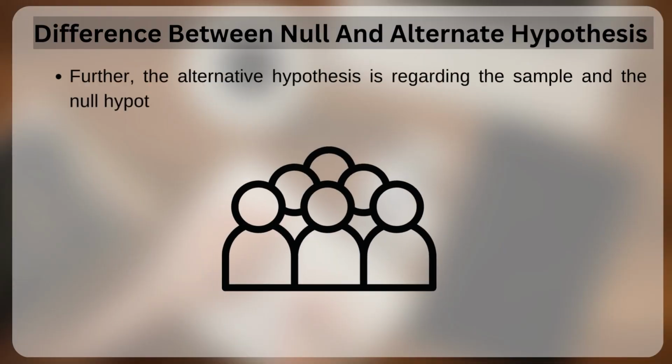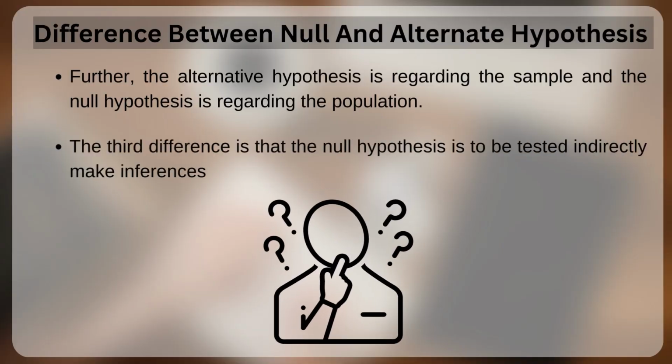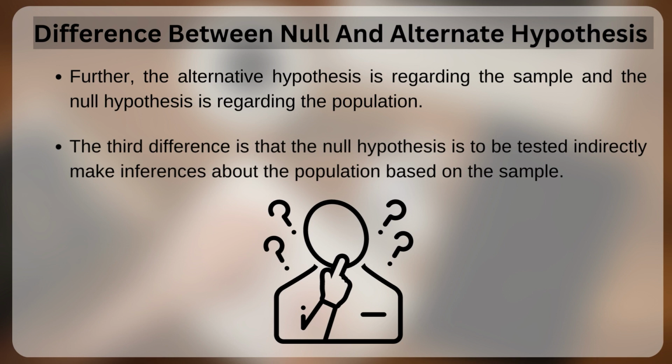Further, the alternate hypothesis is regarding the sample. If we are formulating an alternate hypothesis, it is limited to the sample, related basically to the sample. But the null hypothesis becomes broader because it captures the population. So when the null hypothesis is formulated, it covers the population. Another major difference is that the null hypothesis is tested indirectly, making inferences about the population based on the sample.